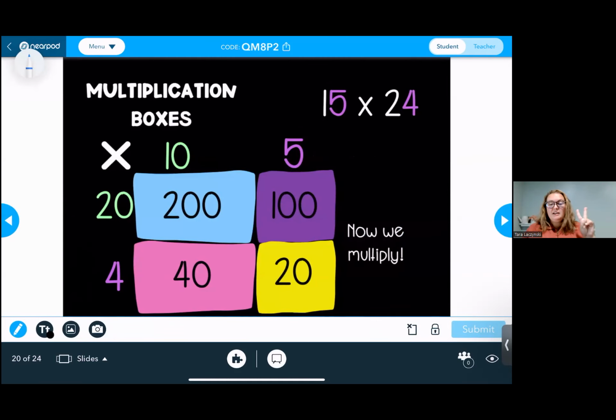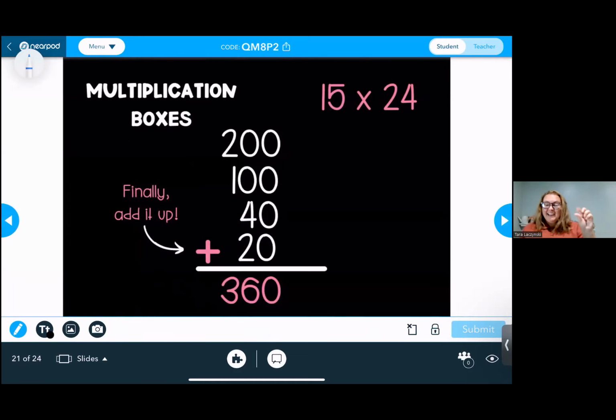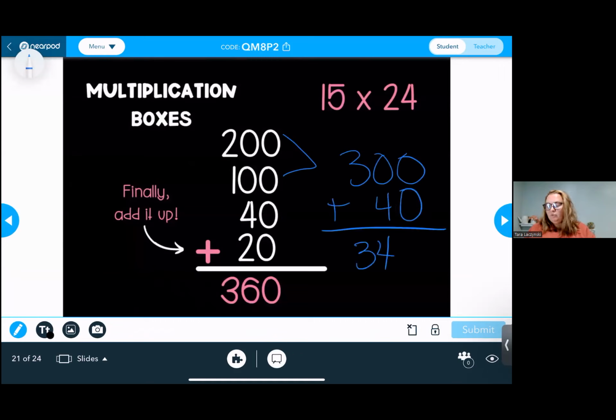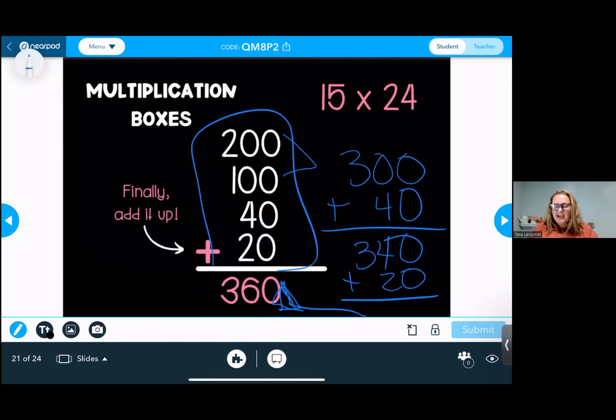Just like with traditional, I stack and I add. So I'm taking my 200, my 100, my 40, and my 20. I stack them to add them up. I can add them in pieces, right? I could do 200 plus 100 is 300. And then I can add my 40 and get 340. And then I can add my 20 to get 360. If it makes it easier for you to pull it into pieces, absolutely do it. Sometimes this stack of 4 numbers can be a little bit intimidating. Pair them up until everyone is added, okay? That gives us a final answer of 360.